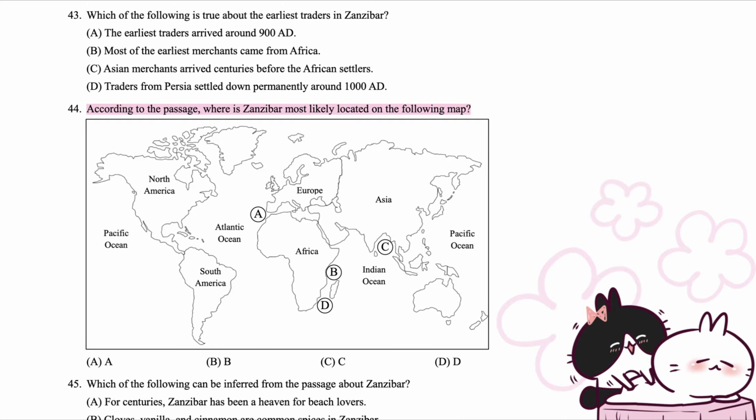44. According to the passage, where is Zanzibar most likely located on the following map? Pacific Ocean, North America, South America, Atlantic Ocean. Circled A. Europe, Africa. Circled B. Asia. Circled C. Indian Ocean. Circled D. Pacific Ocean. A. B. C. D.